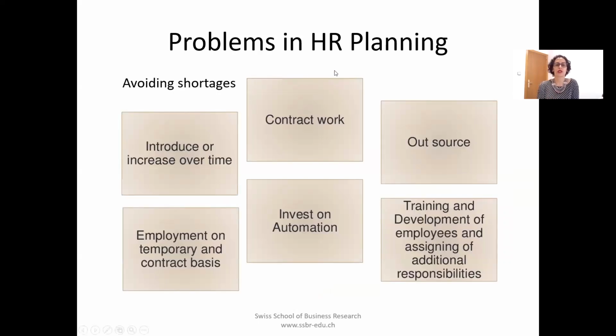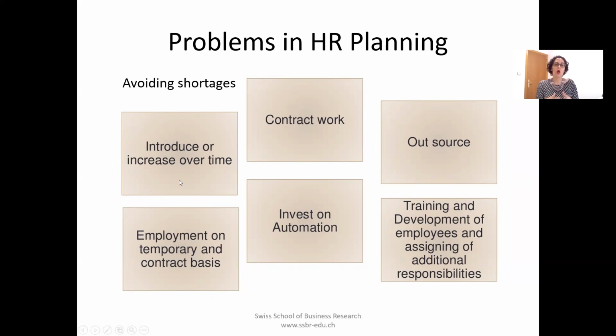And how can we avoid shortages? Well, the first thing is that we can contract work. We can outsource work to somebody outside of our company. We can pay them by the hour, we can pay them by the project, we can pay them by the day. It doesn't require us to actually commit to them full time, and it just allows us to cover and be productive during the times in which we require more workforce.